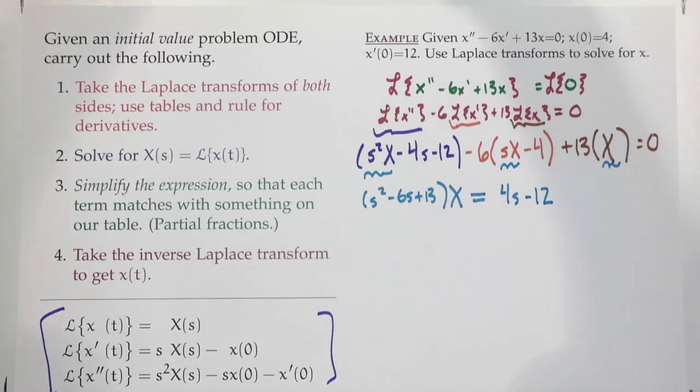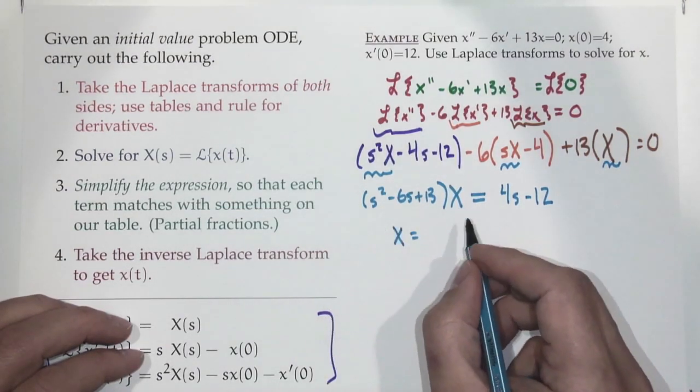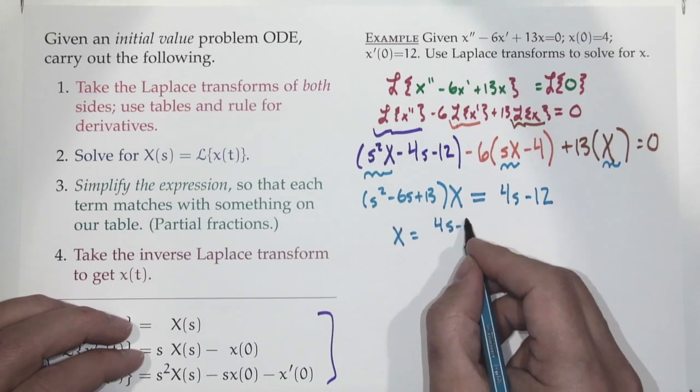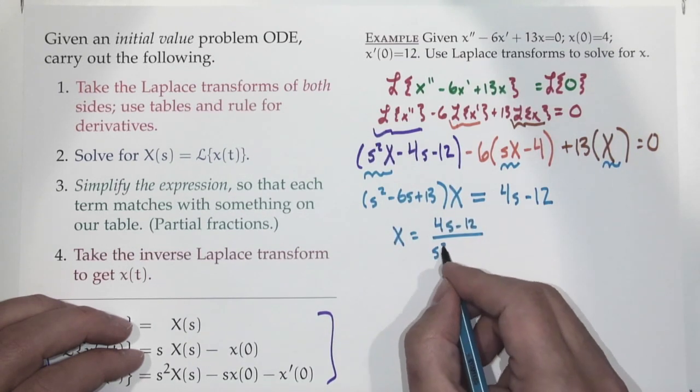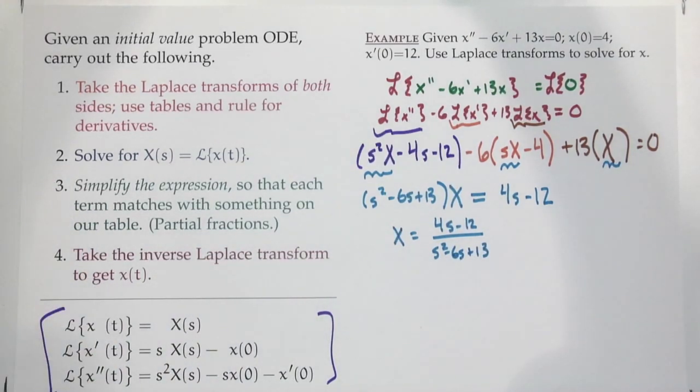Well, to get x by itself, we now just divide by what's in front. So capital X is 4s minus 12 over s squared minus 6s plus 13. Okay, so now we're done with step 2. We're halfway through, which is good because we've used up about half our space here. Now, step 3, simplify, the fun part.